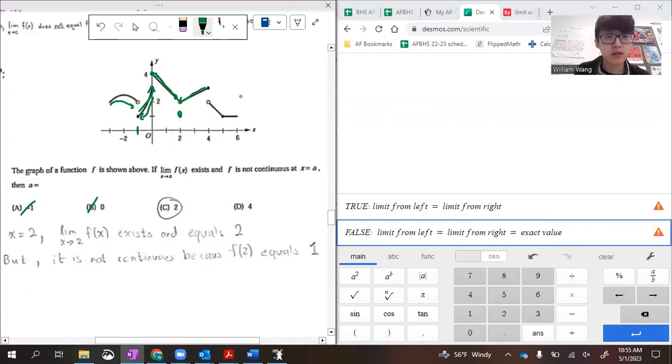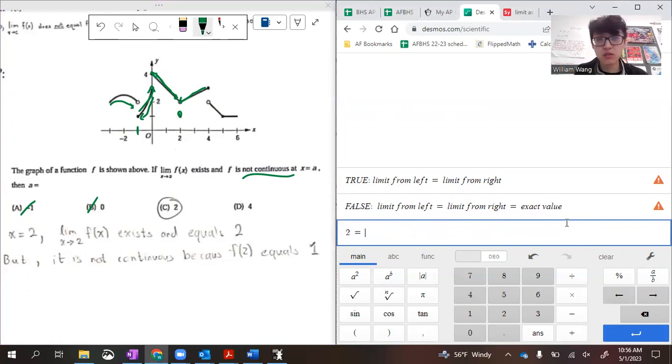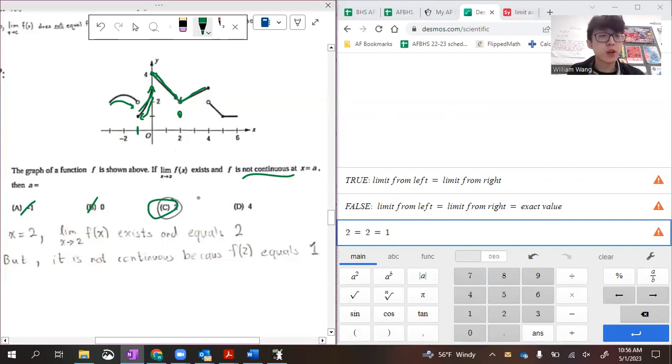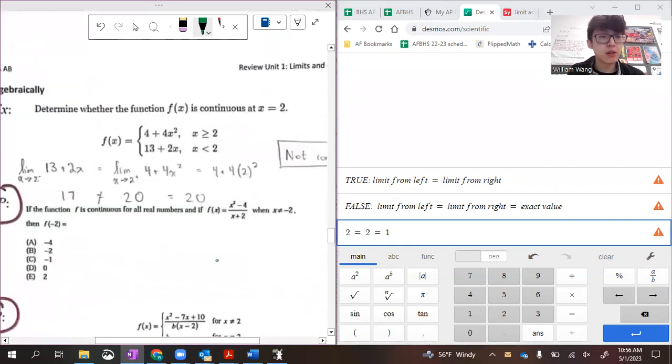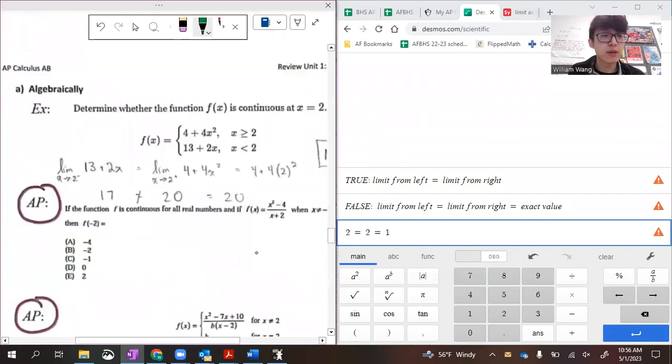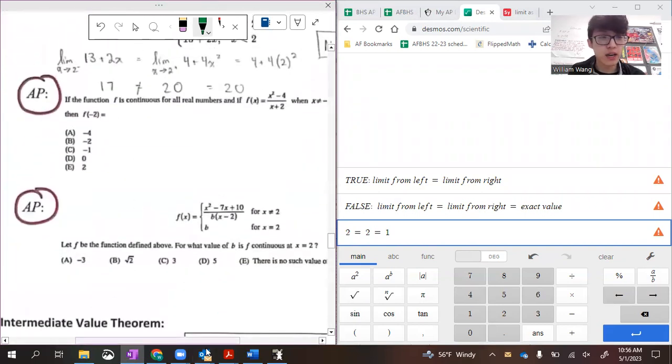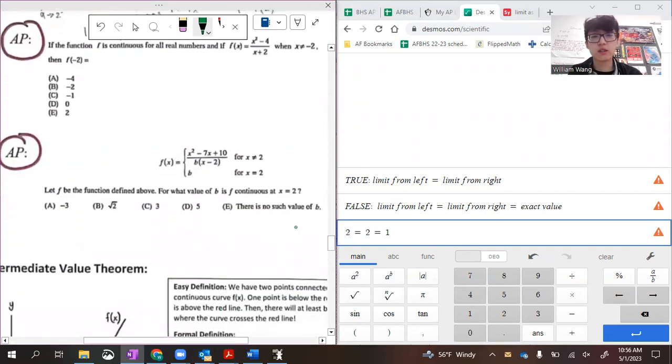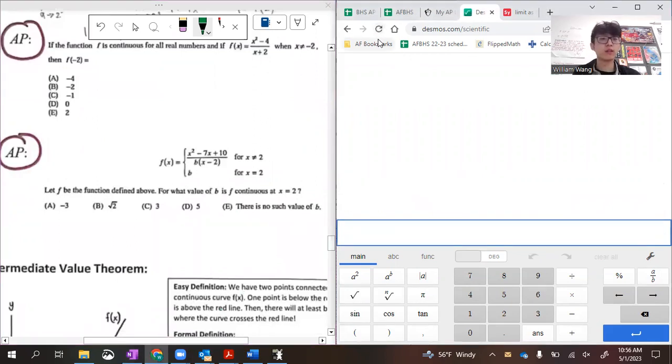It is not continuous, right? So it's not continuous because from the left, basically this is saying it's 2, is equal to the limit from the right, which is 2, which is the exact value, but the exact value is 1. So that's false. My answer choice is C. All right, hopefully that makes sense. Let's move onwards where I look at continuity algebraically. And actually, we sort of already covered that. So we are just going to resolve this.